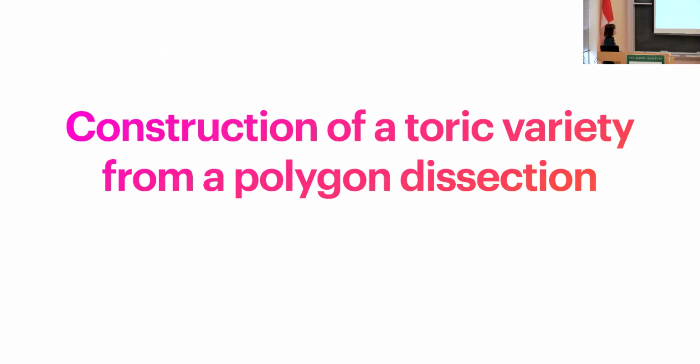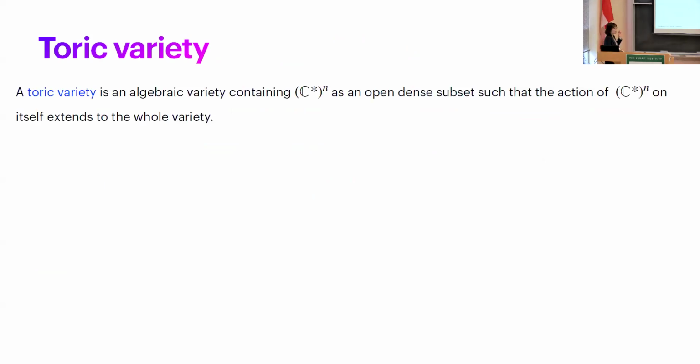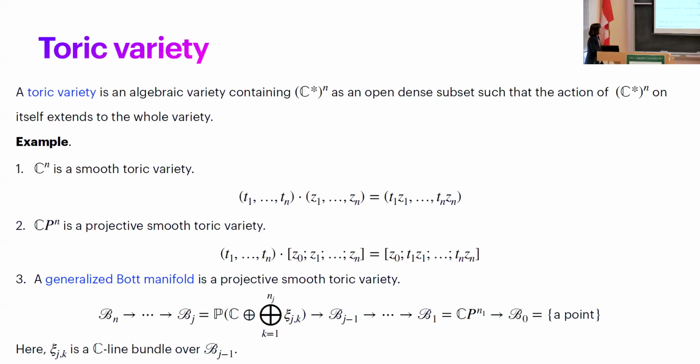Okay. Now we'll consider the toric variety from a polygon dissection. I'll just review some notions. A toric variety is an algebraic variety containing the algebraic torus (C^*)^n as an open dense subset, and where the action of the algebraic torus on itself extends to the whole variety. So, for instance, C^n is a toric variety, and the complex projective space CP^n is a projective toric variety, and a generalized Bott manifold is also a projective toric variety.